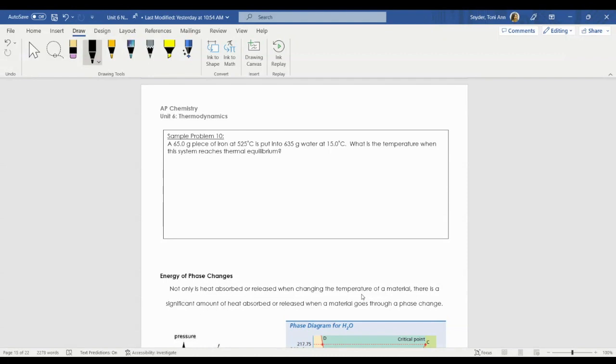Okay, so a key piece of information is missing. Let's see, the specific heat for iron. Iron specific heat is 0.449 joules per gram degree Celsius. So it looks like this iron is at a very hot temperature. So the iron is hot. This must mean that it is losing energy. It has a negative value for Q.